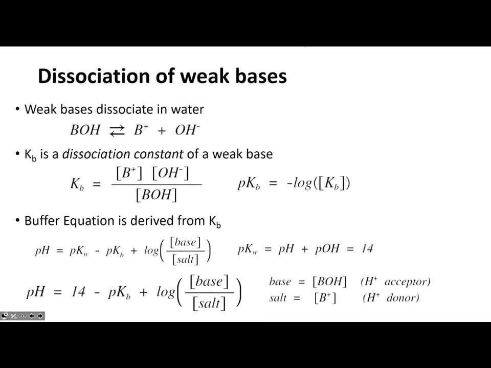So in this formula, to get down to the Henderson-Hasselbalch, the concentration of your initial base, the BOH, is the base concentration. And the B plus is considered the salt now because it's the part that's released and freed up to the hydroxide ion.